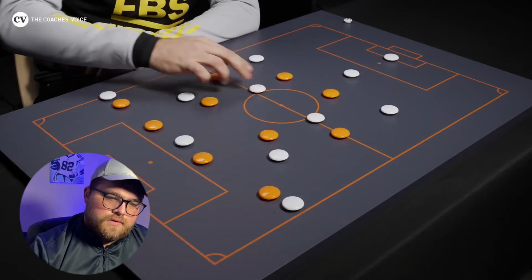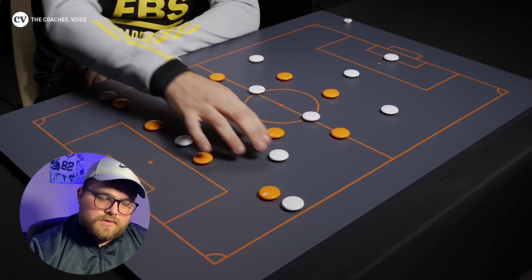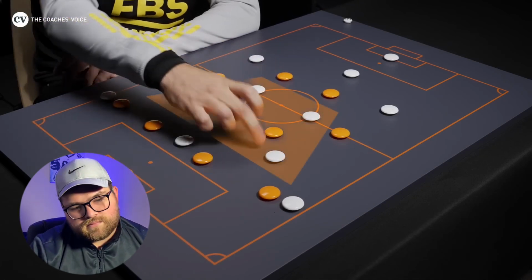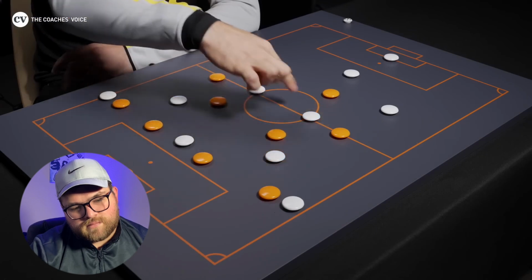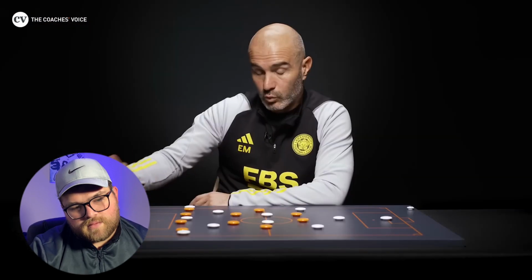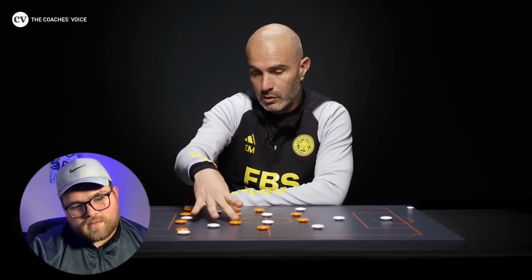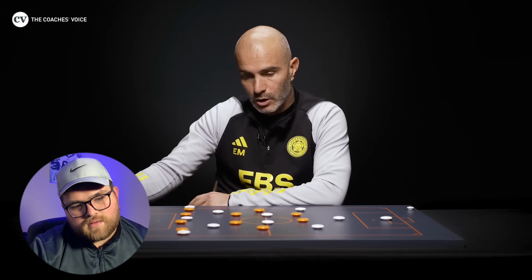Against 4-4-2, for instance, it's more or less the same concept. As you can see now in the middle, we have 4 against 2. So they have the two old midfielder, and we have 4 players. It's 4 against 2.